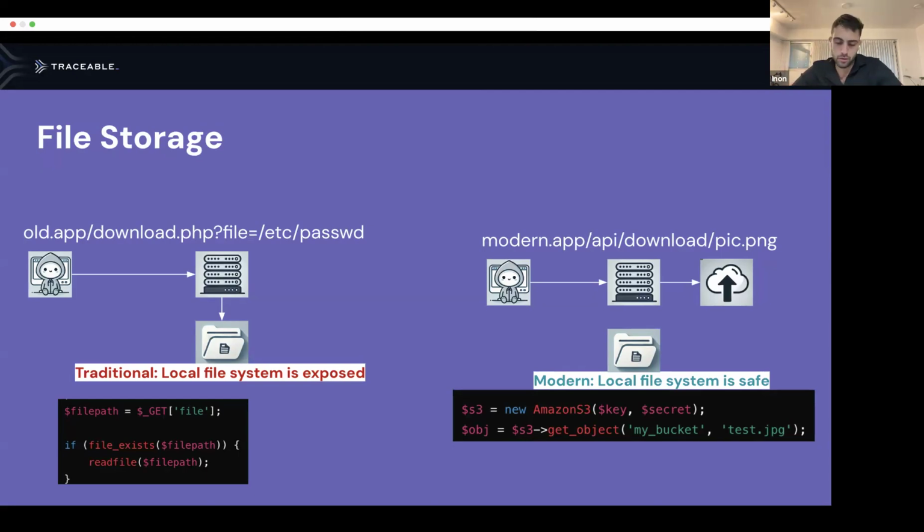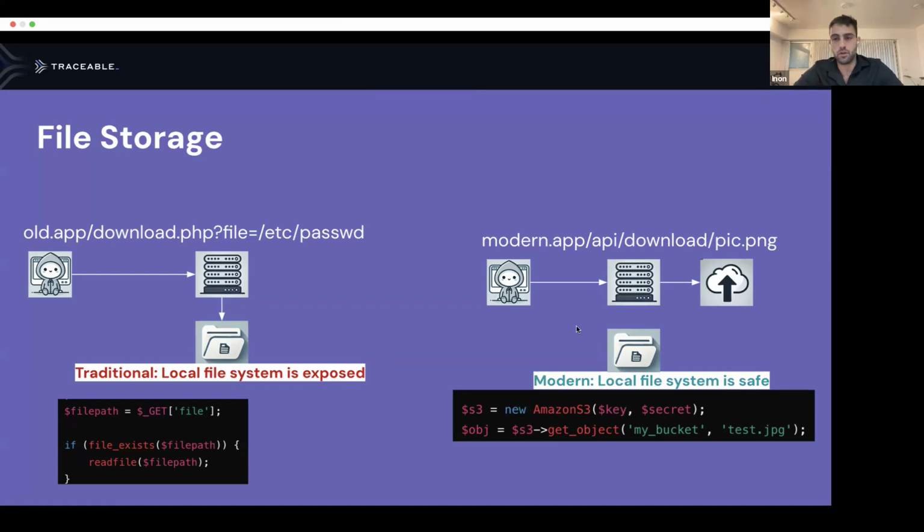And sensitive files, you might be able to download things like configuration files with passwords and so on. An example for this vulnerability you can find here on the left side. You just concatenate the file name and then read the file from the file system using a function to read from the file system.